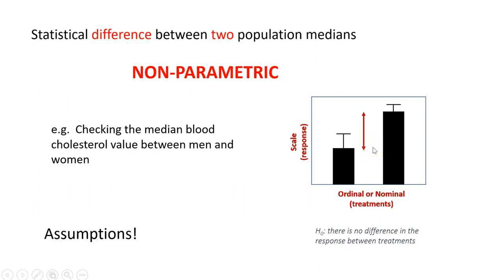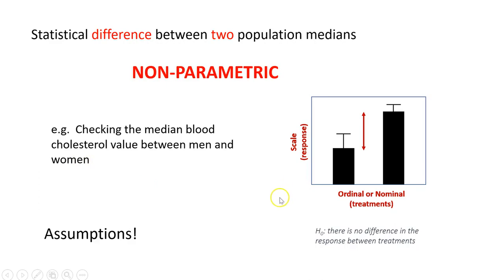It's a bit more robust to outliers or skewed data. And you might be using this similar to that example we looked through with the two-sample t-test, when we're checking whether the median blood cholesterol value is different between men and women. So our two populations, one being the men and two being the women.